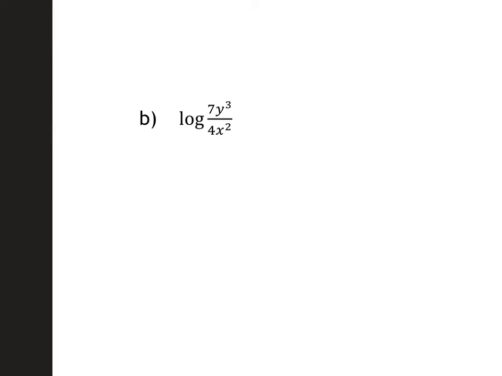It's the same thing, 7y cubed divided by 4x squared. So I'm going to go ahead and split this up. Remember, we're multiplying here, so these are two separate logs. So watch what we do here. So I got log of 7. It's a log base 10, but I'm not going to write that every time. Plus log of y to the 3rd minus log of 4. And then I'm going to also do a minus log of x squared.